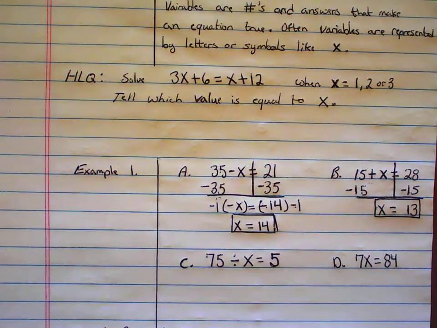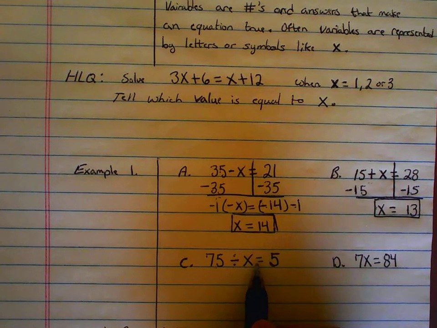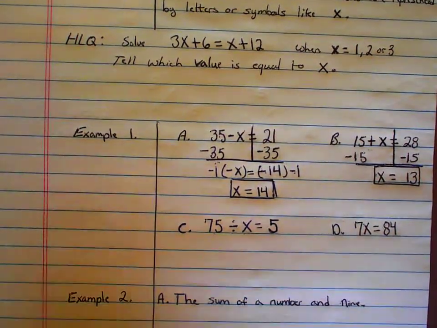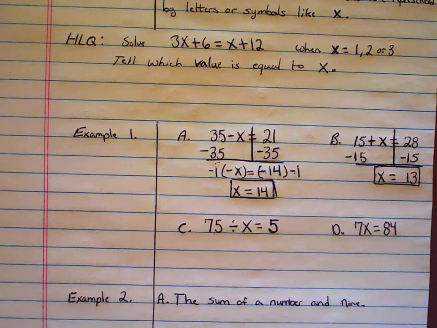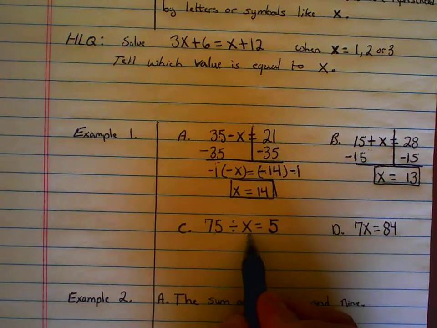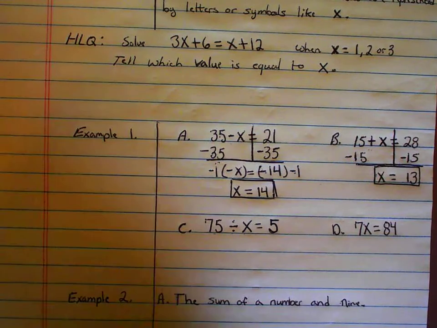Now let's look at it when we're talking about division. Okay? Now, 75 is going to be divided by x to equal 5. How in the world can I look at this and work it out? So 75 divided by x. Okay? What number goes into 75 and gives me 5? What number can do that?